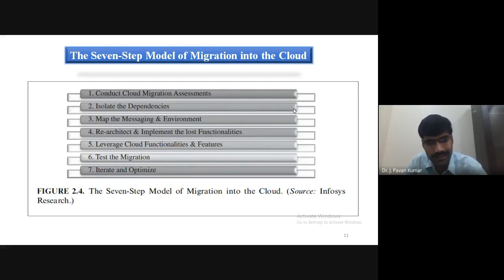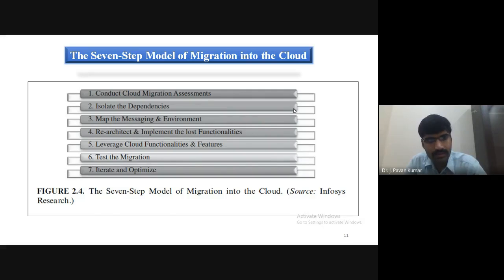Then sixth one is test the migration. After leveraging, we have to perform tests whether it is giving all the features which we intended or not. A test suite we will be using. Accordingly, we will perform testing. Then, if it is not matching the required thing, then we have to perform the same activities again. That is again assessment we will be performing, isolate the dependencies, map, re-architect, leverage, test.